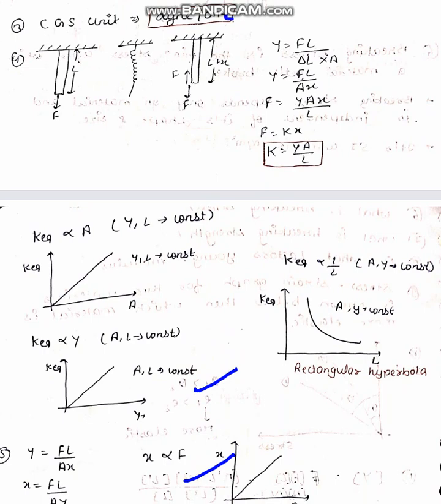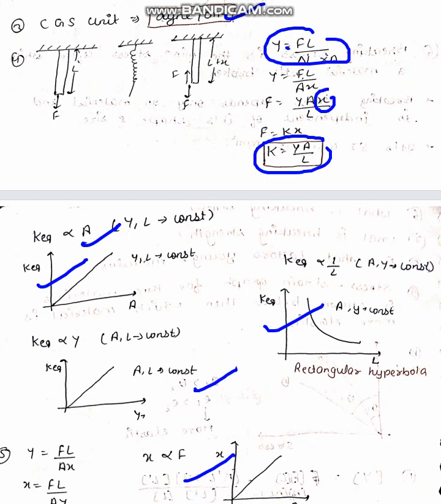Then we have the equivalent spring constant as AY by L. From the definition of Y, if I take delta L as X, F can be written as YA by L into X. On comparing with the standard equation, we have K as YA by L. Then K equivalent is proportional to 1 by L, so the graph will be a straight line. K equivalent versus A is a straight line, K equivalent versus L is a rectangular hyperbola, and K equivalent versus Y is a straight line again.